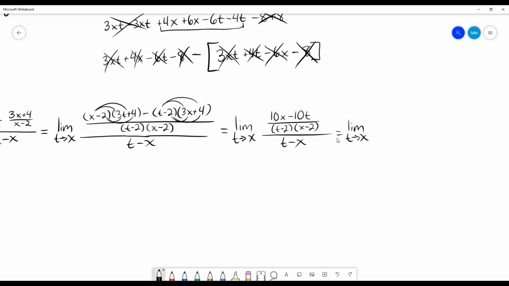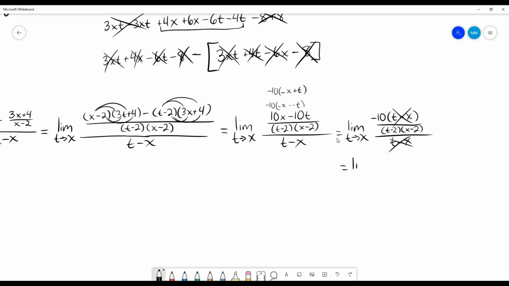So I'm going to factor out a negative 10 from this. That'll get me a negative x minus a negative t, which is the same as a negative x plus a t, right, with that negative 10 on the outside. And then I can just flip that around. So it's a negative 10 times t minus x, because addition we can just flip-flop. And that's over (t minus 2)(x minus 2), and then t minus x. And I see these cancel out.